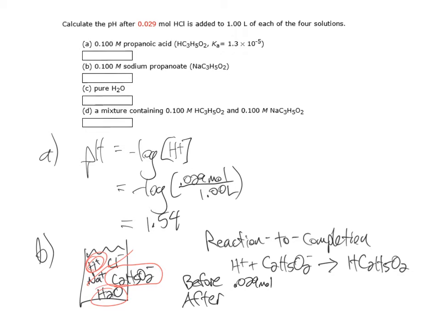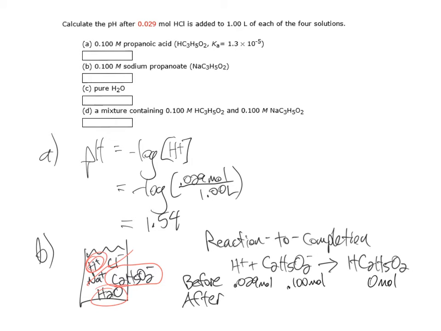And in part B, they say we've got 0.1 molar sodium propanoate. So propanoate has a concentration of 0.1, and it's in a 1 liter reaction vessel. So 0.1 times 1 gives 0.1 moles. They don't mention any propanoic acid, so we get 0 moles initially for that one.